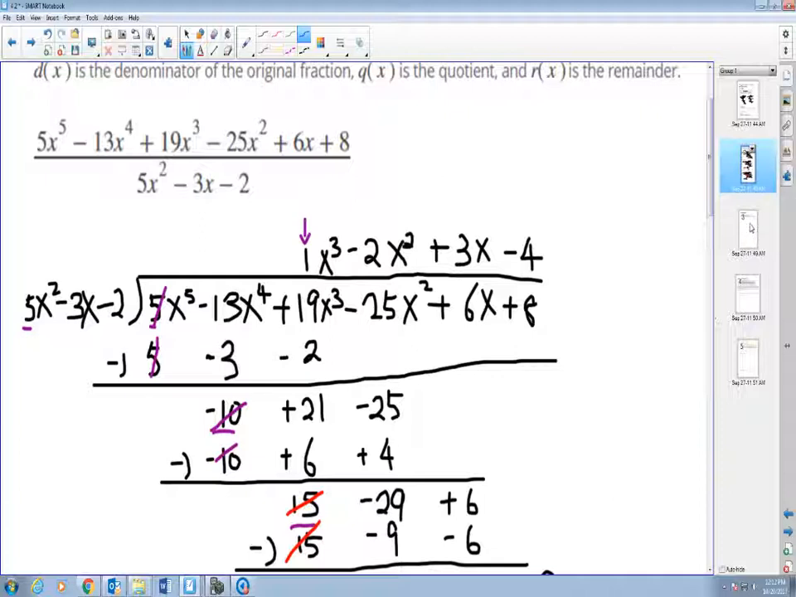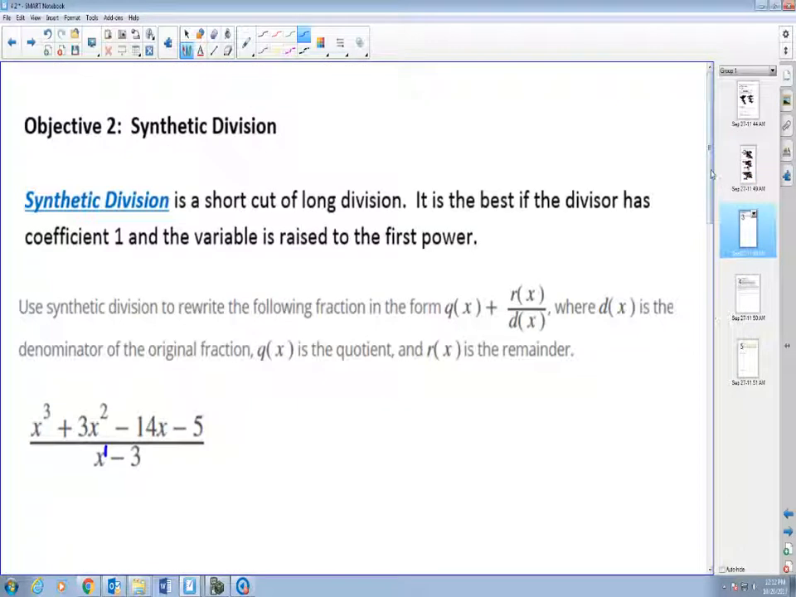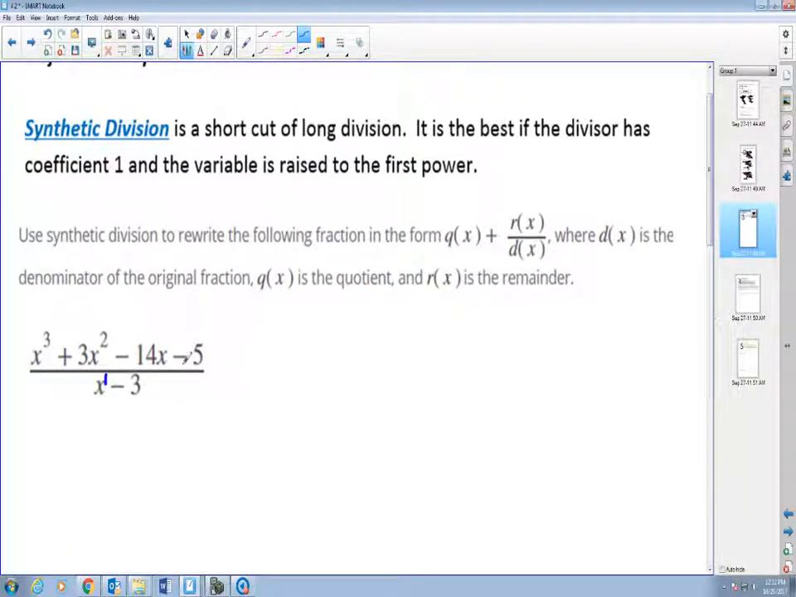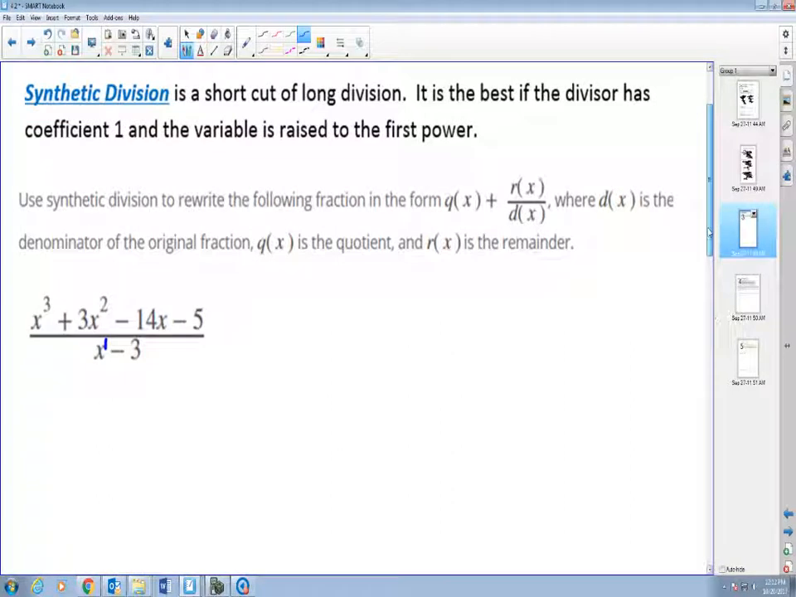So this is basically like a shortcut. Can I do long division here? Yes, I can, but synthetic division is just a little shortcut where we can do our division quickly. Alright, so this is how it goes for the synthetic division.